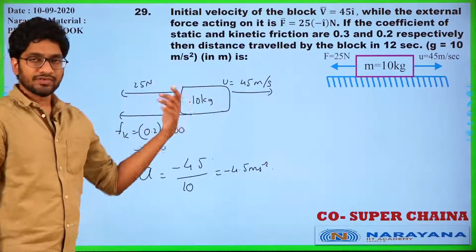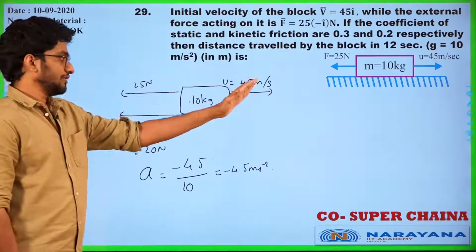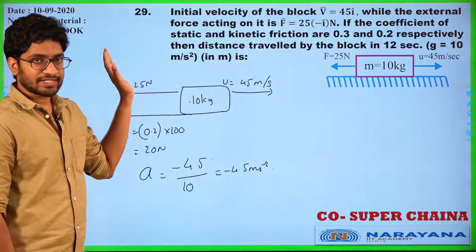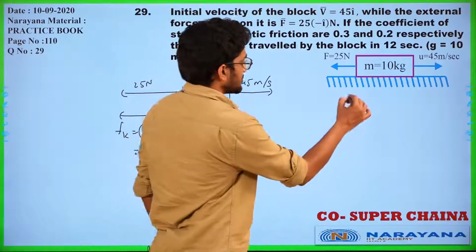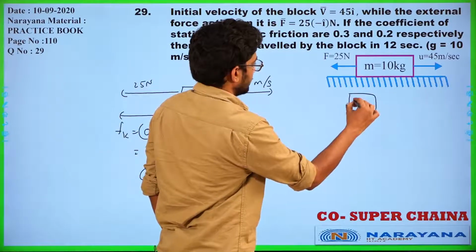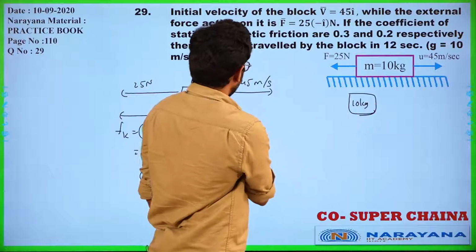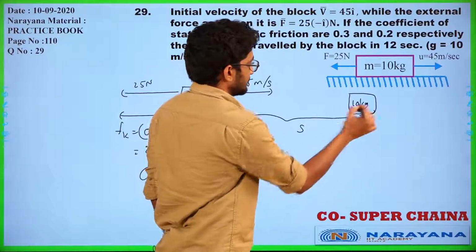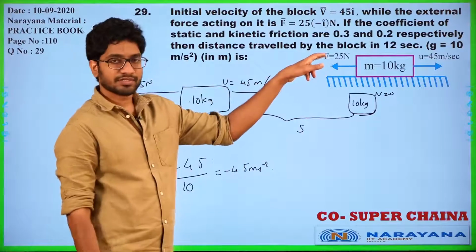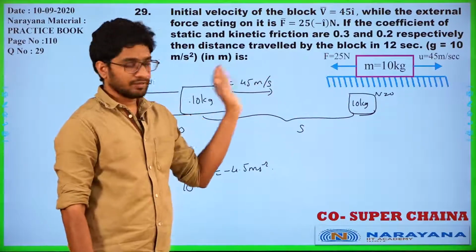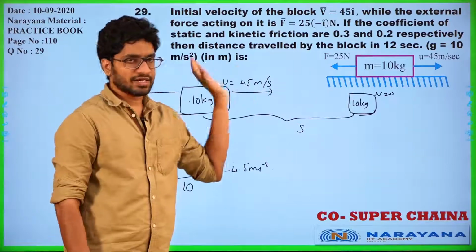So what happens to the velocity slowly? Slowly the velocity reduces because there is an opposite acceleration or deceleration. Slowly velocity reduces and it should stop at some point. After traveling through some distance, it should stop. Velocity suddenly becomes 0. And then if the 25 newtons is able to pull the block backwards, it will again start moving backwards.